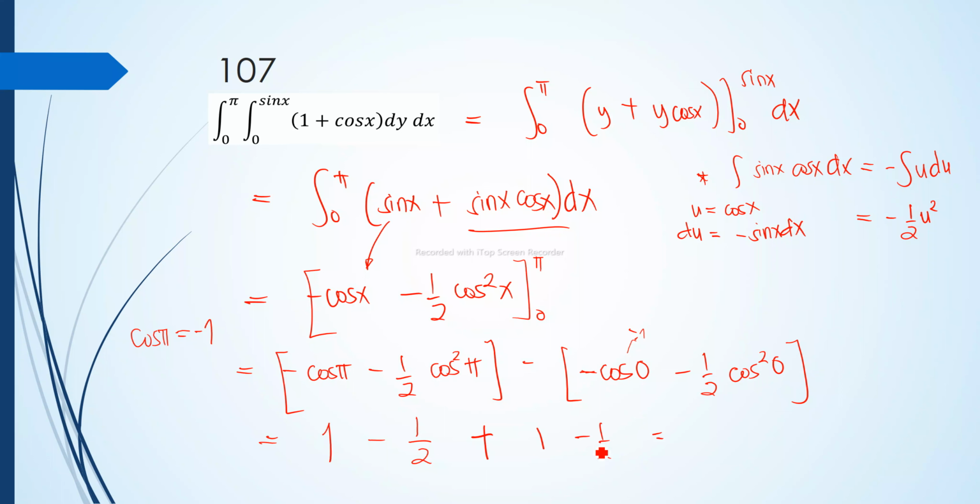So we'll have 1 minus 1 half plus 1 minus 1 half. Oh, I forgot, that is a positive because you distribute the negative here. We have the negative 1 half of a positive 1 half. So our answer is just 2.